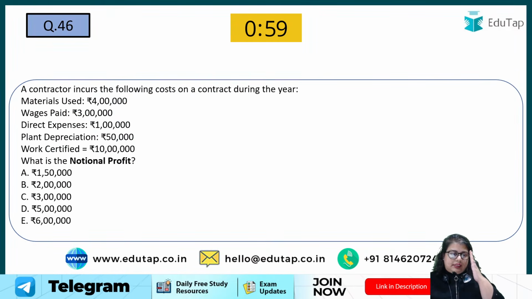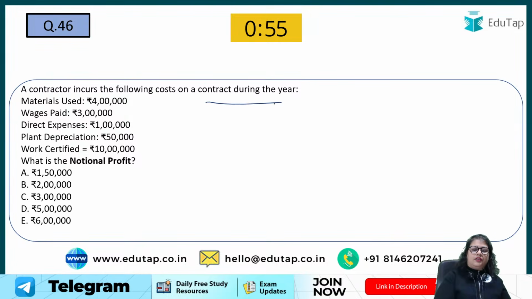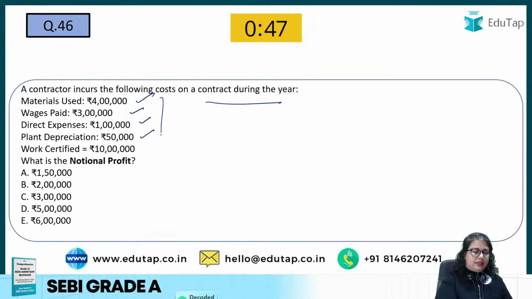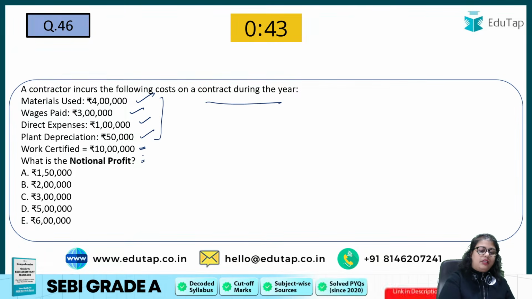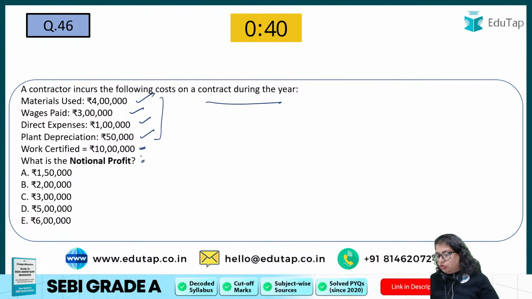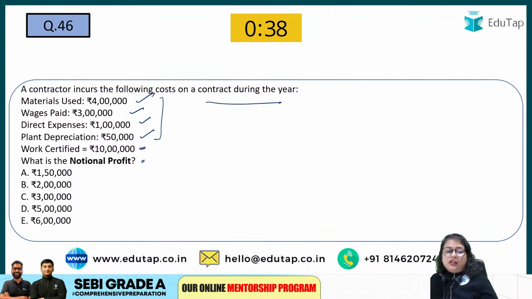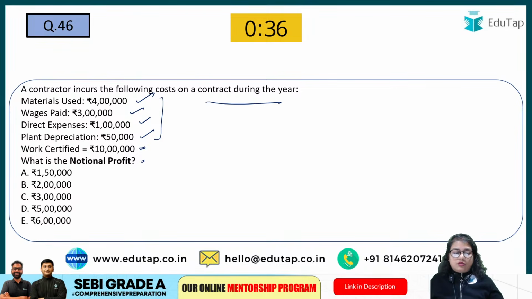Question number 46. A contractor incurs the following costs on a contract during the year. So there is material used, wages paid, direct expenses, plant depreciation. These are the expenses that they have done, and then work certified is also given to you. What is the notional profit? Can you calculate the notional profit? Is that easy? Yes.